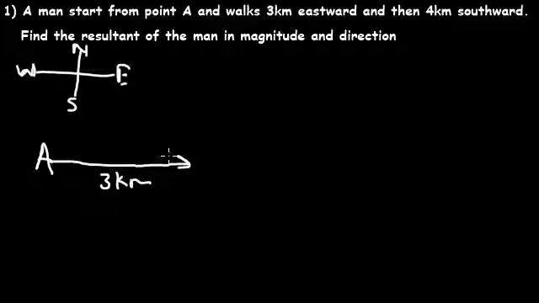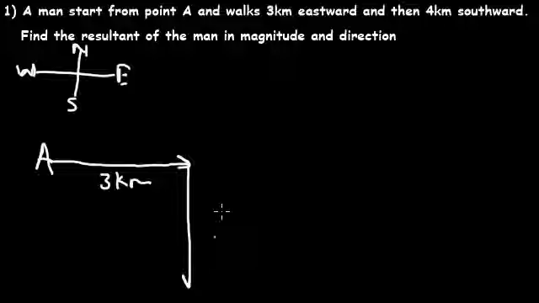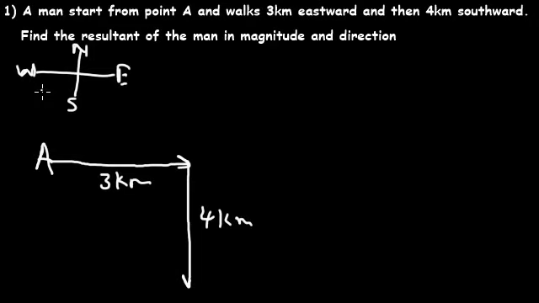Perfect. Now, after that, he then walked 4 kilometers southward. So he then headed all the way downward, 4 kilometers southward. So the goal is to find the magnitude of the resultant vector of this man. So this is the starting point, and this is the end point. So we need the value of this line. Perfect. So let that line be r.